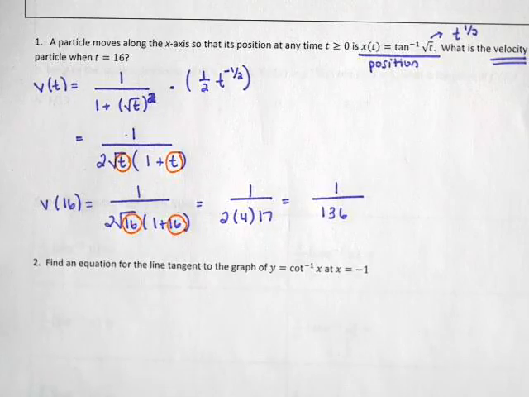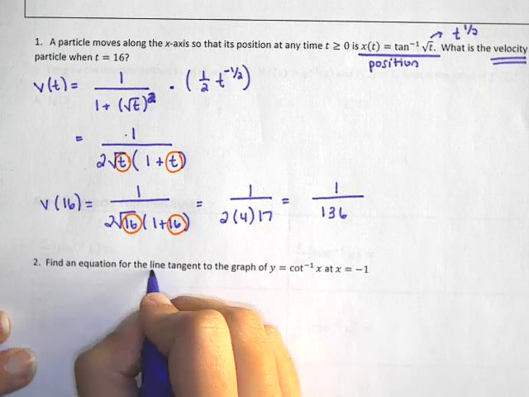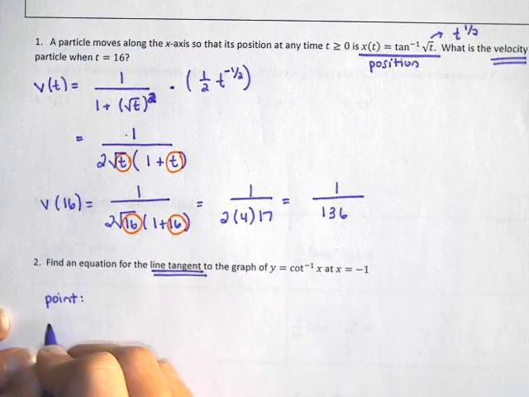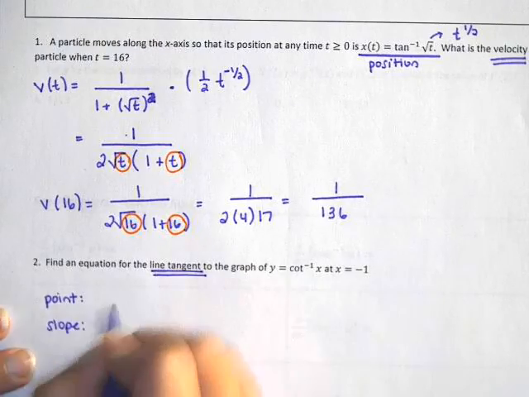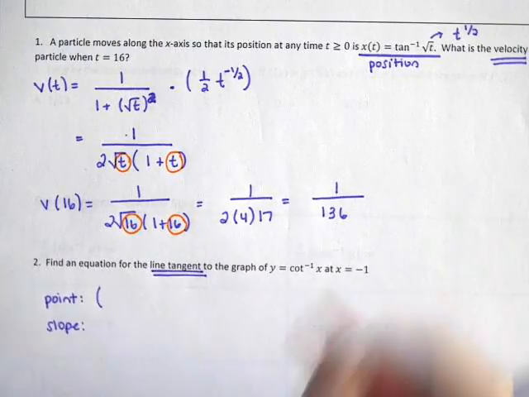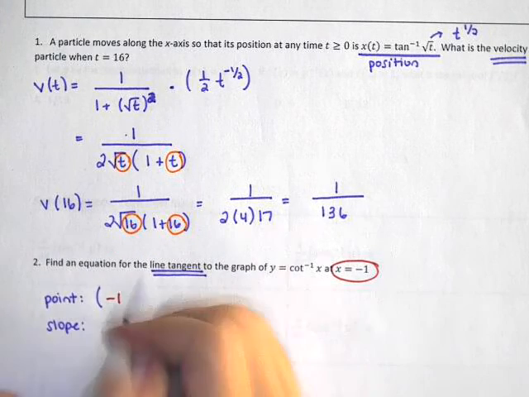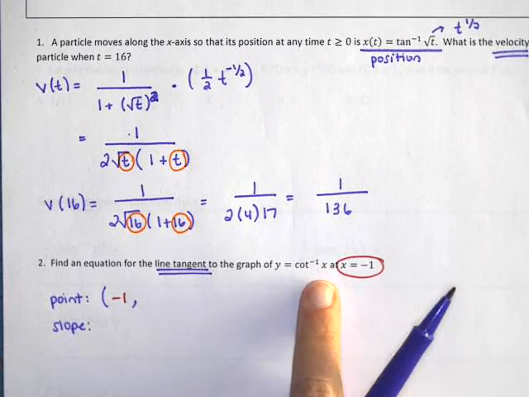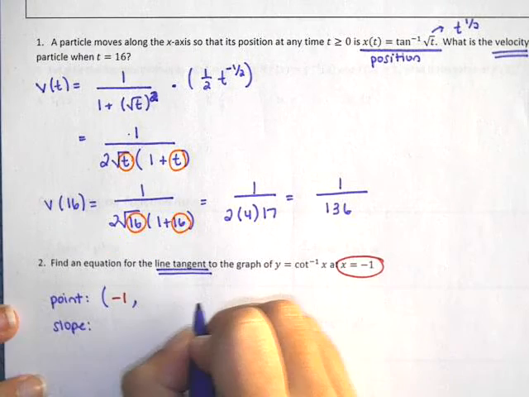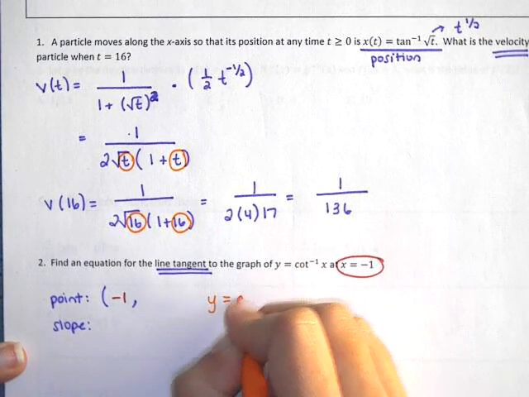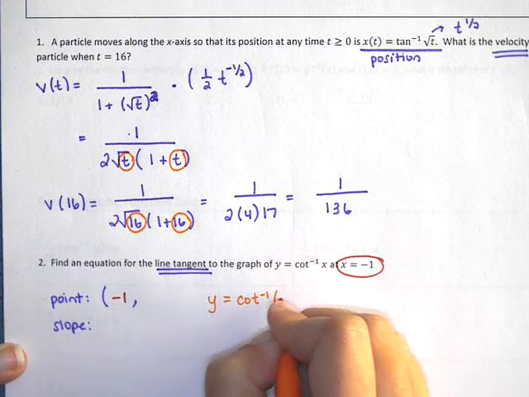Find an equation for the line tangent to the graph of inverse cotangent at -1. We know that if we want to write a tangent line equation, we need a point and we need a slope. To figure out the point, I'm going to use the -1 that they give me as my x value, but then to figure out the y value, I'm going to need to plug it in here. So to figure out y, I'm doing inverse cotangent of -1.